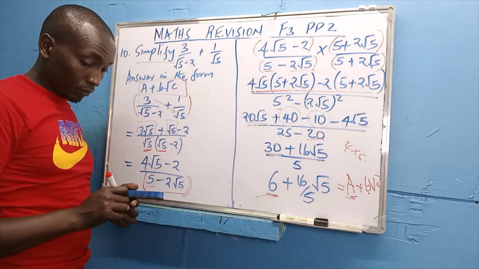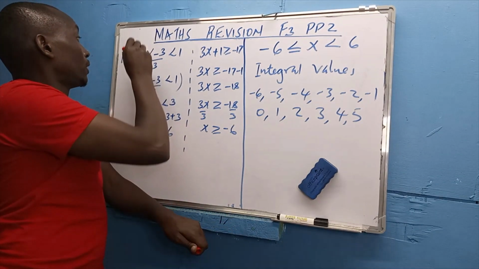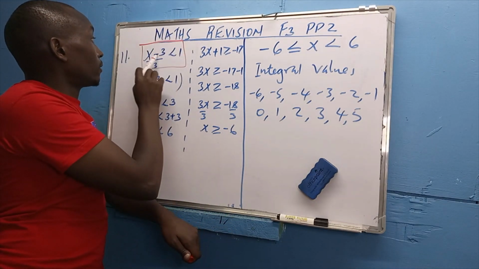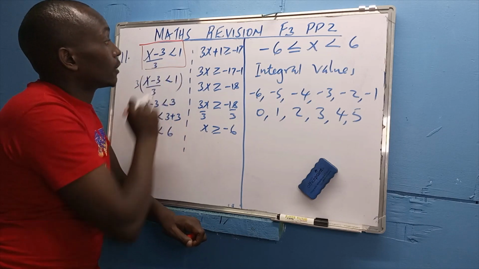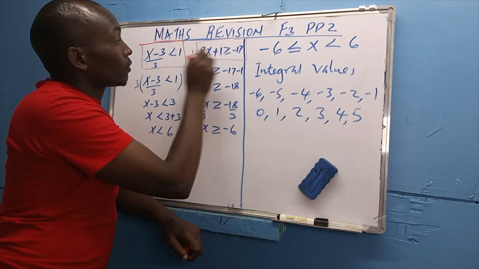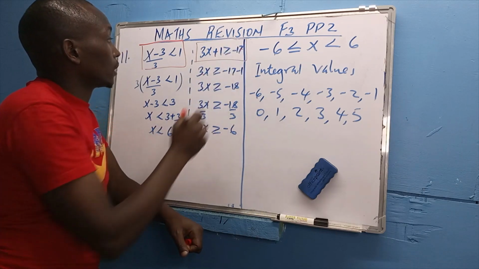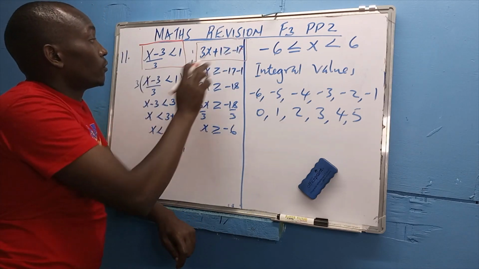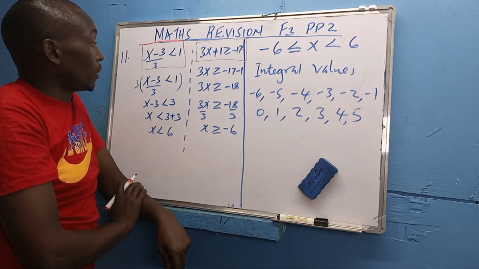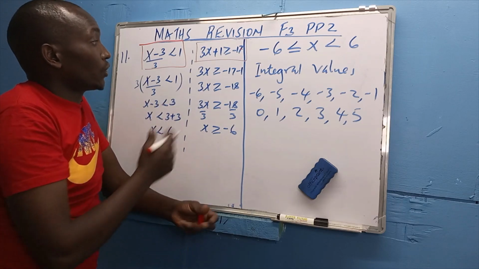Well done. Number 11, you're given two inequalities. You're given x minus 3 over 3 is less than 1. You're also given this one, 3x plus 1 is less than or equal to negative 17. You were supposed to solve this pair of inequalities, then state all the integral values.